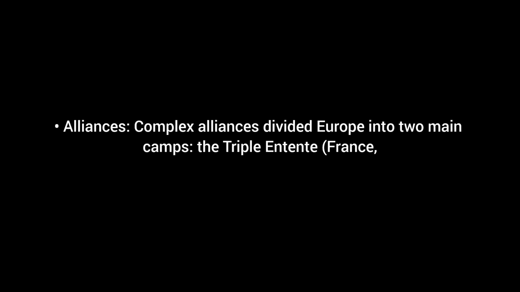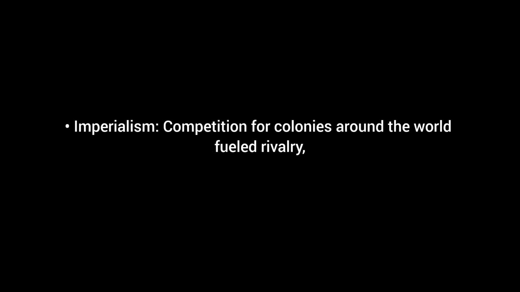Causes of the war. The origins of World War I are often summed up by the acronym MAIN: militarism, alliances, imperialism, and nationalism. Militarism. European powers had been building up armies and navies, creating a tense arms race. Alliances. Complex alliances divided Europe into two main camps: the Triple Entente, France, Russia, Britain, and the Triple Alliance, Germany, Austria-Hungary, Italy. Imperialism. Competition for colonies around the world fueled rivalry, especially between Britain, France, and Germany. Nationalism. Strong nationalist movements, especially in the Balkans, threatened stability.